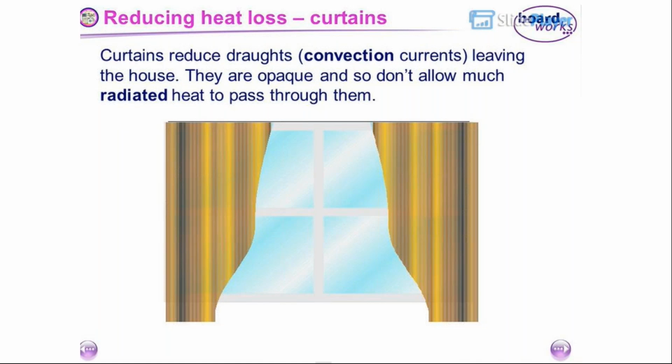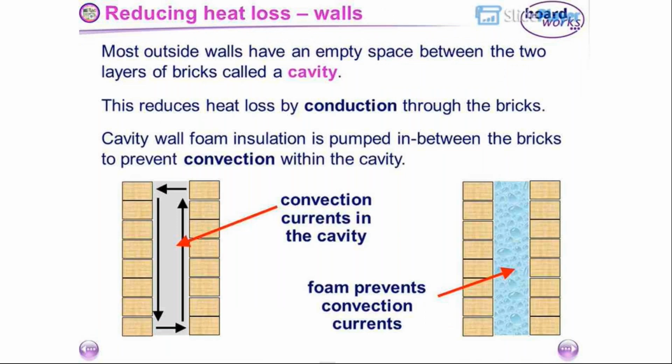So next one is walls. Most walls have an empty space inside. They consist of two bricks, and inside this there is a cavity. Inside the cavity there is air. You know that air is an excellent insulator, so conduction cannot happen. But air does allow convection currents, and convection will happen.